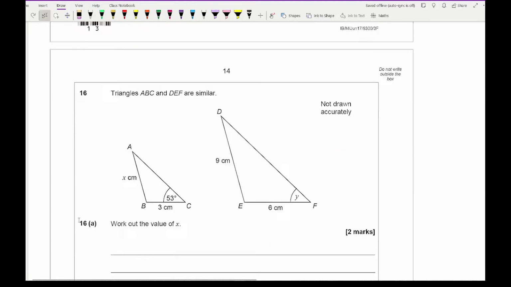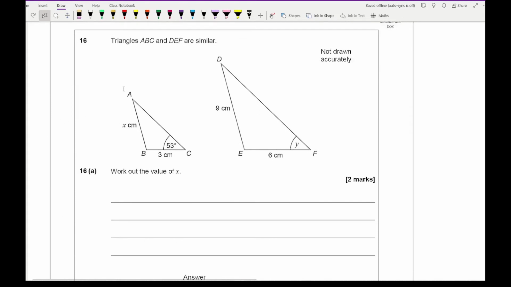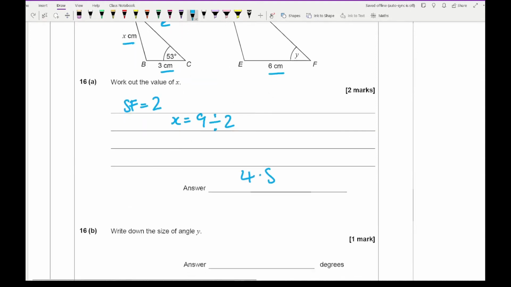So looking at question 16, it says triangles ABC and DEF are similar. Work out the value of x. Now for this, what we need to do is find out what x is here. So we know that we need to find the scale factor. Looking at this, we can see that to get from this to this, we need to divide by 2. So the scale factor is going to be 2. So to find out what x is, it's going to equal 9 divided by 2, which gives me an answer of 4.5. And we just need to state the units, which is centimeters.